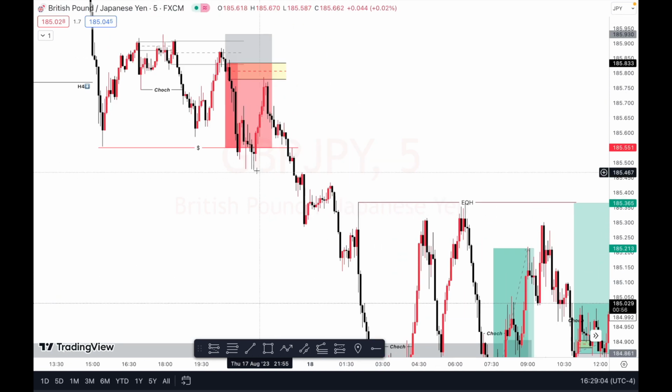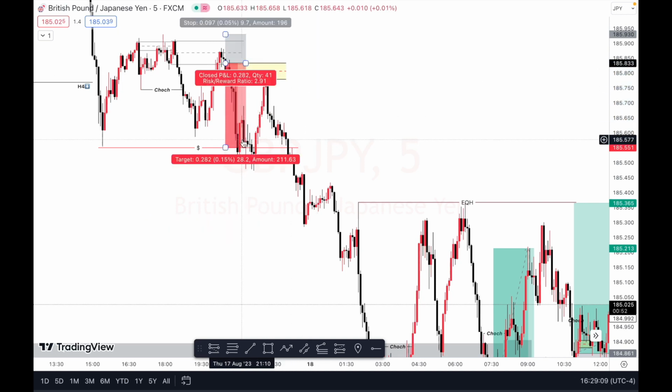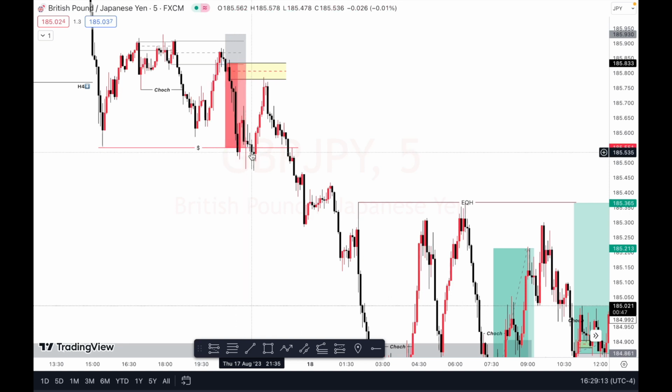I'm not even gonna lie. I took this right here. So I closed this trade here. This was my trade right here. I closed it right here. This is my TP. Took my profit here, and then price went back up.